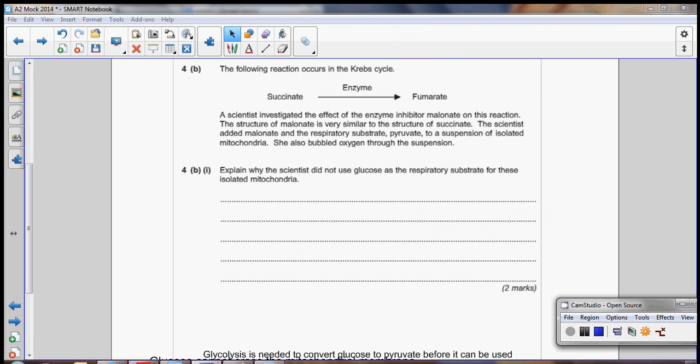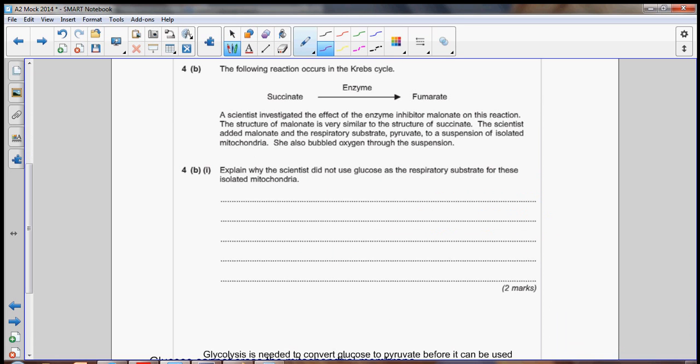You're then given a bit of information to read through, so it's important with any question of this type that you do read through it carefully. It says that the following reaction occurs in the Krebs cycle, so straight away this is telling you that this is to do with the Krebs cycle part of respiration. It says that a scientist investigated the effect of the enzyme inhibitor malonate on this reaction. So it's telling you something significant there.